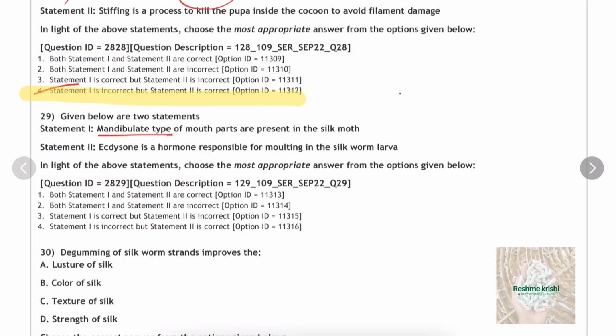See here, mandibulate type, meaning biting and chewing type, is present in silk moth. If you see silkworm, this statement would have been true. But since they are telling silk moth, the mouth part is nonfunctional. It is not a functioning part. So this particular statement is wrong. Ecdysone is a hormone responsible for molting. This is true. So statement 1 is incorrect, statement 2 is correct.